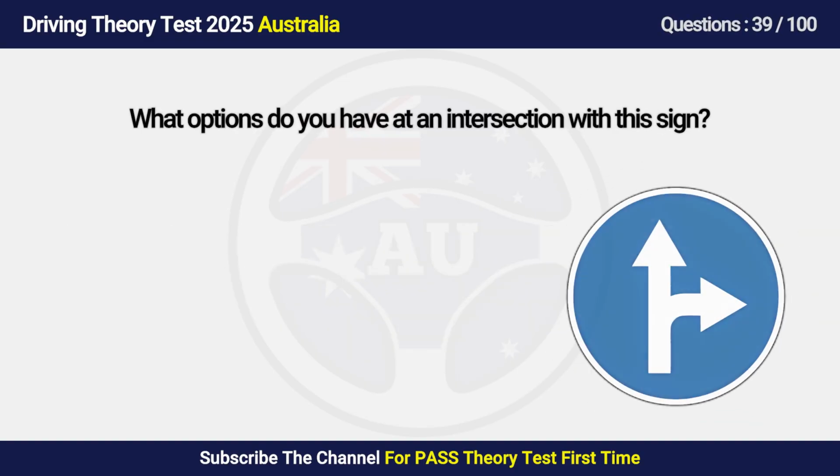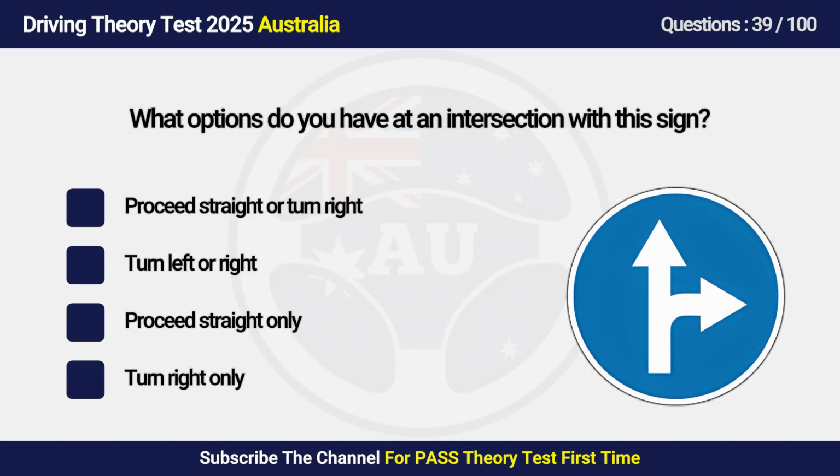Question 39. What options do you have at an intersection with this sign? A. Proceed straight or turn right. B. Turn left or right. C. Proceed straight only. D. Turn right only.